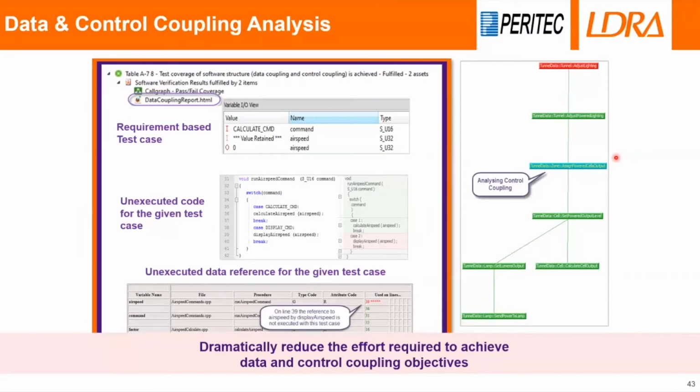So data coupling analysis is to ensure that when you perform a requirement-based test, there shall not be any unused data items. So we have the data coupling report, which will show you whether there is an unused data item. You can see here in red color, the unused data items, pointing to a function. Within this function, after performing a requirement-based test, one of the cases is not executed, and the variable name is airspeed. So airspeed in case 2 is not executed, which is an unused data item.